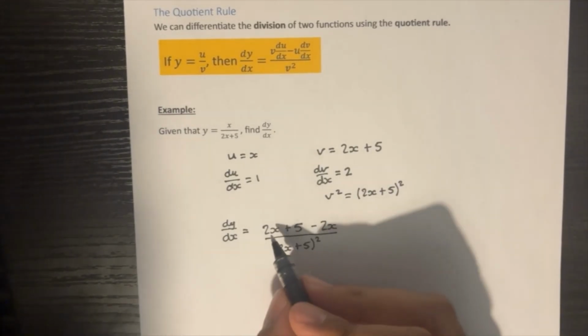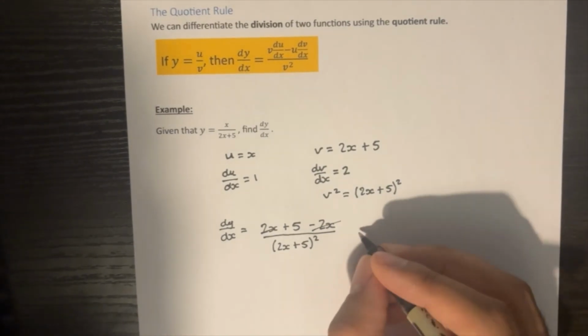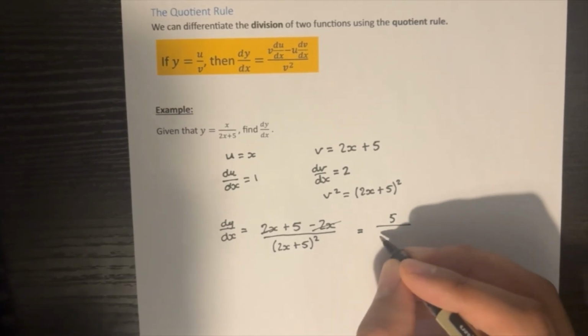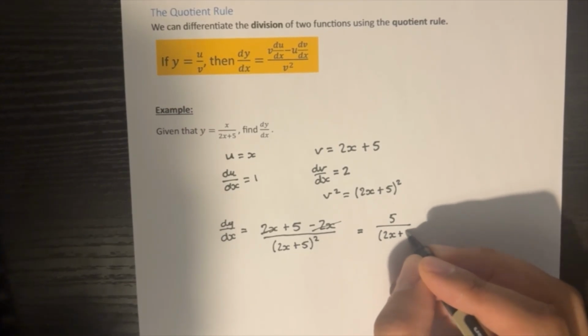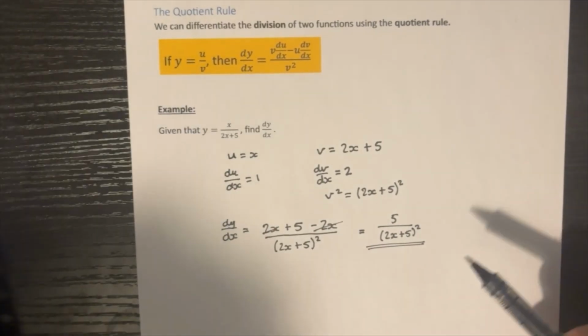And then hopefully we can spot I've got a positive 2x and a negative 2x that are going to cancel, and that's going to just leave me 5 over 2x plus 5 squared. And there we have our final answer.